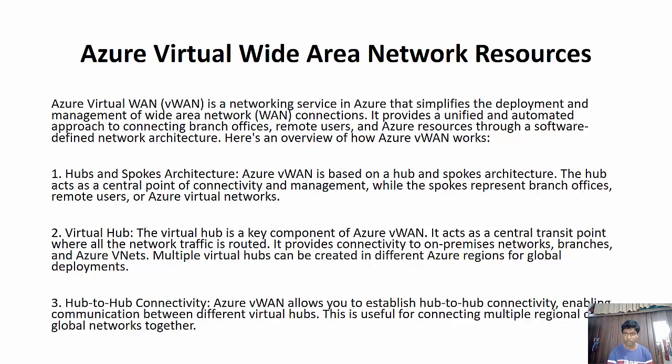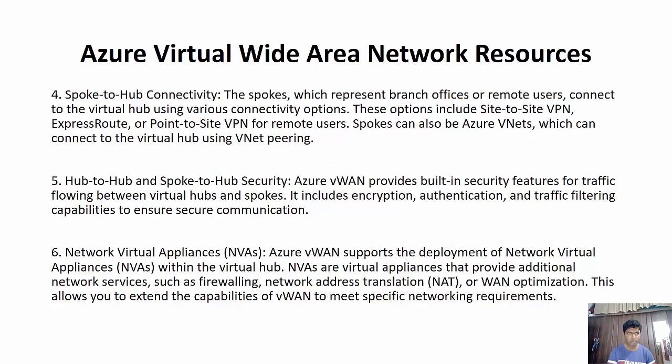This is useful for connecting multiple regional or global networks together. Point number four, spoke to hub connectivity or hub to spoke connectivity. The spokes, which represent the branch offices or remote users, connect to the virtual hub using various connectivity options.